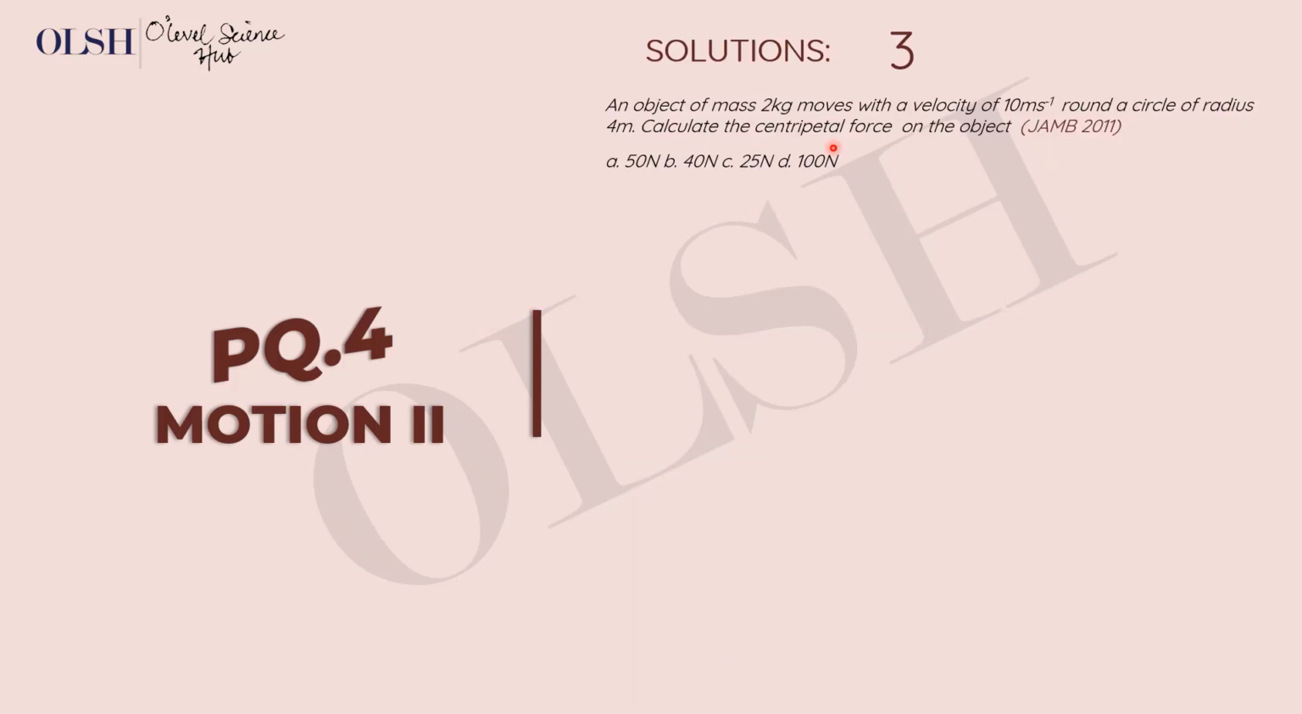So question 3. An object of mass 2 kg moves with a velocity of 10 meters per second round a circle of radius 4 meters. Calculate the centripetal force on the object. This question is from JAM 2011. So if we look at the parameters we're given, we'll see we have mass as 2 kg, velocity as 10 meters per second, radius as 4 meters, and we're asked to find centripetal force.